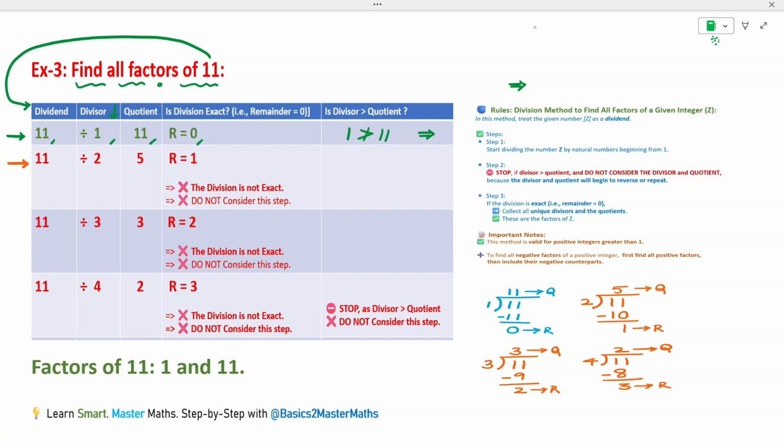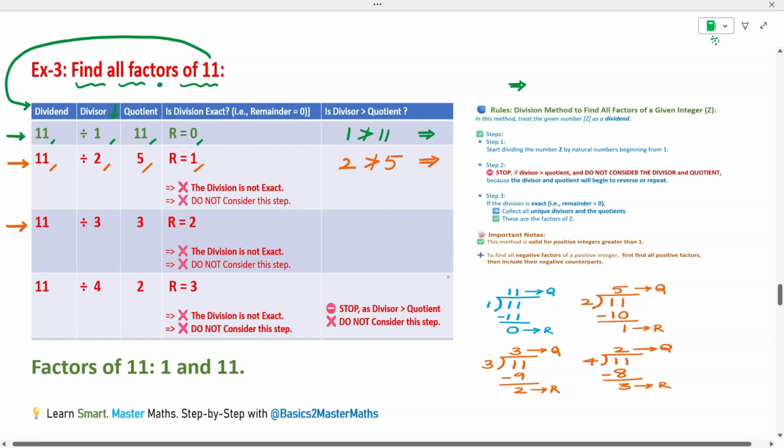Here, when we divide 11 by 2, we get 5 as the quotient and 1 as the remainder. In this case, the divisor is 2, which is not greater than the quotient 5. So, move on to the next step.